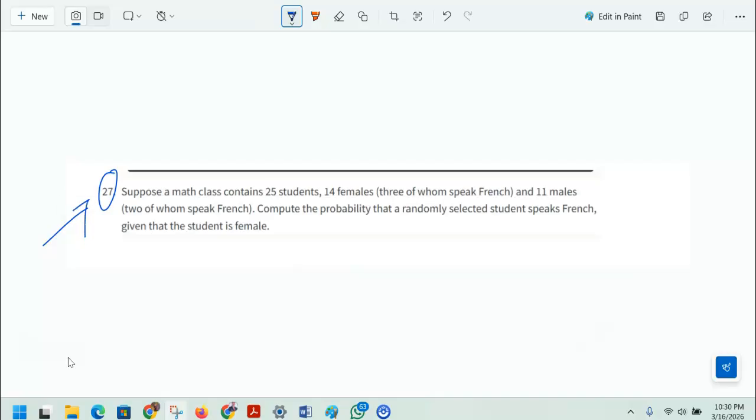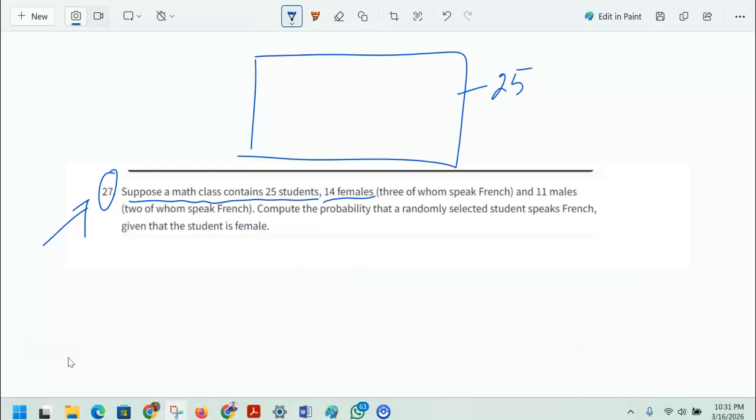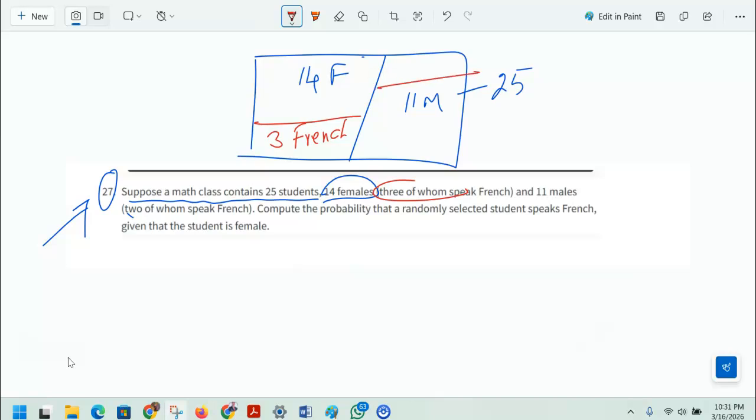Question number 27 says, suppose the maths class contains 25. So this class has got 25 students, and out of 25, there are 14 females and 11 males. Out of these 14, three speak French. And out of males, two of them speak French.